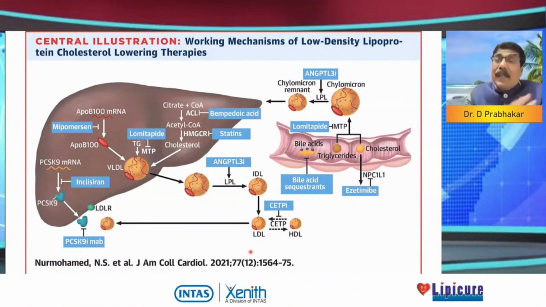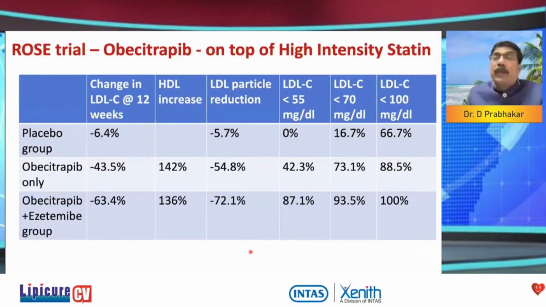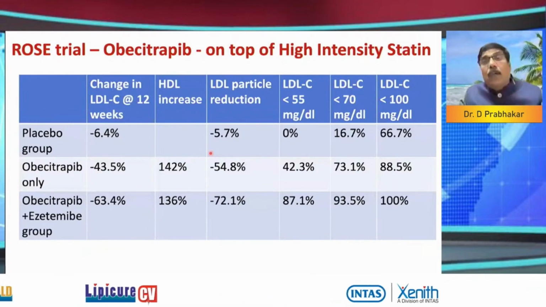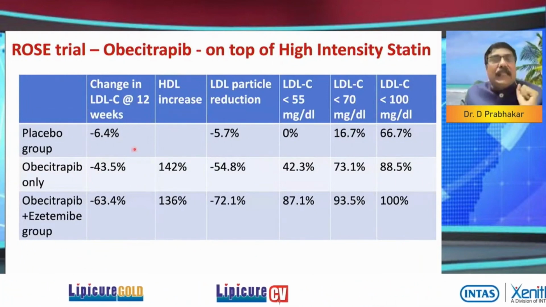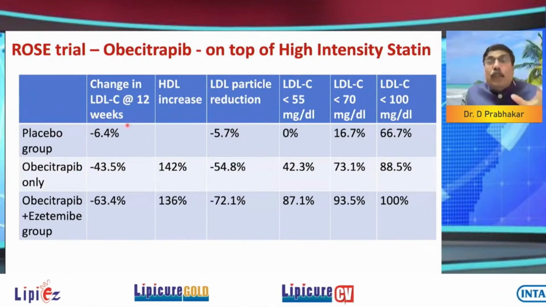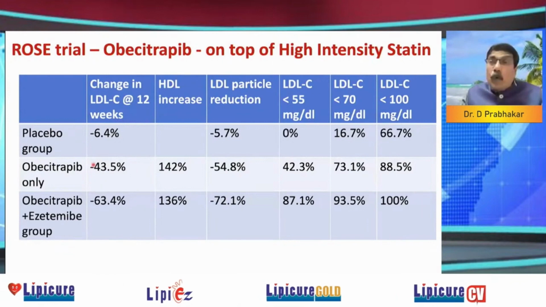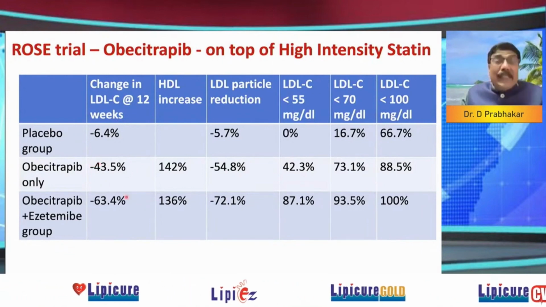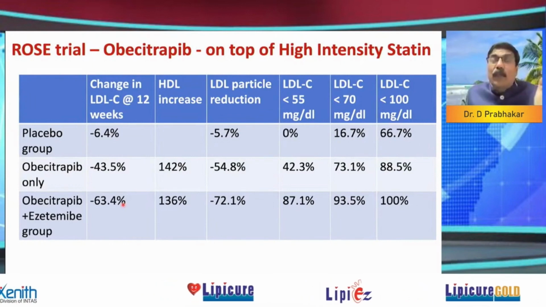Now, what happens if you try to combine all these drugs? Obicetrapib had a very interesting trial called the ROSE trial, where obicetrapib was given on top of a high-intensity statin. Now, what happens when you give it on a high-intensity statin? Look at the change in LDL cholesterol at 12 weeks: 6.4% reduction with placebo, obicetrapib only 47% reduction.